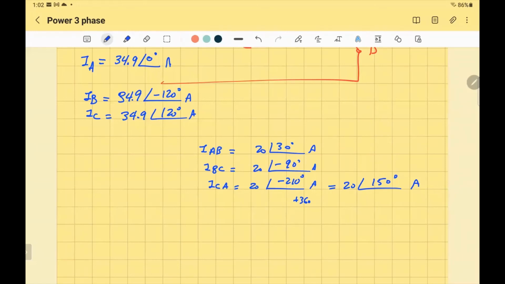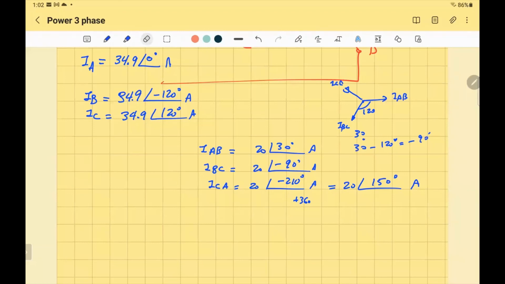Okay, so that's how we calculated in delta connection. We took advantage of the star connection to use only one diagram, one phase. Yes? How did I get 150? Negative 90, I say 30, because you see, that's IAB. Then behind IAB by 120 degrees is IBC, and then ICA. So IBC is behind IAB by 120, so I say 30 minus 120 will give me minus 90.